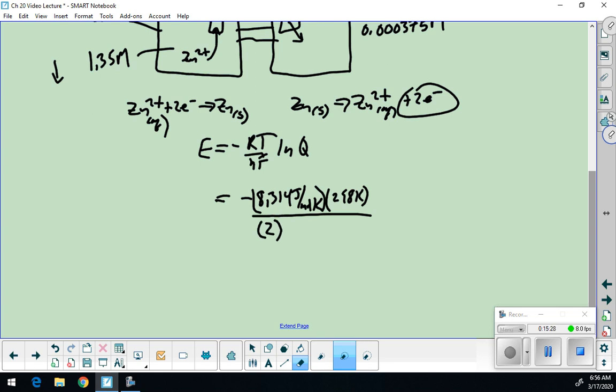By the way, N's don't always have to be 2 or 6. That's just the way it worked out on these questions. 96485 joules per volt mole, right? Times the natural log of my dilute. What was my dilute?